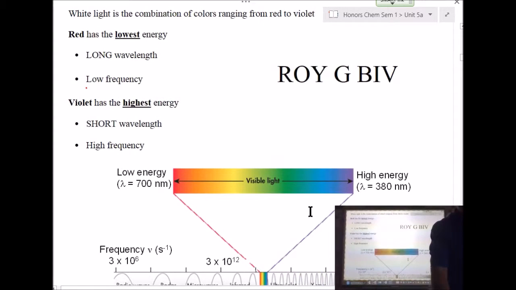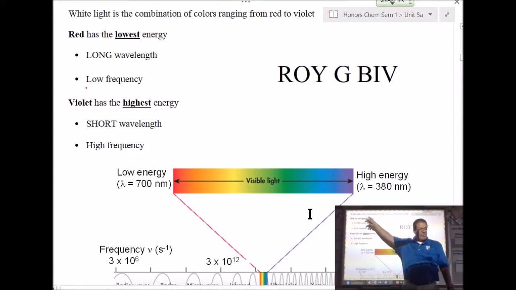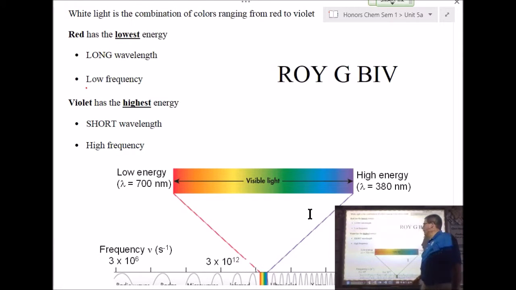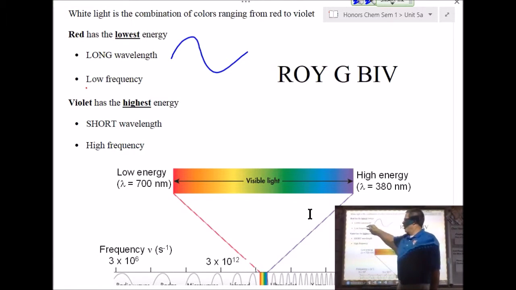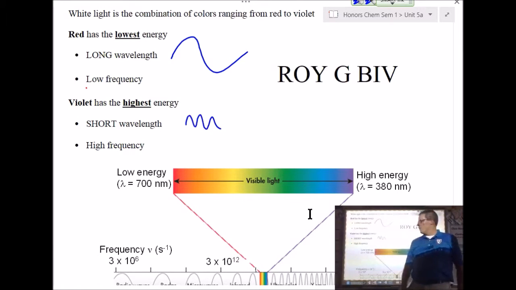To refresh your memory from before that traumatic incident, red has the lowest energy because it has longer wavelengths and a low frequency. Violet has the highest energy because its wavelengths are shorter and we have more of them. Now, did I say what all these travel at? Nope. They all travel the same speed. The speed of light. Very good.